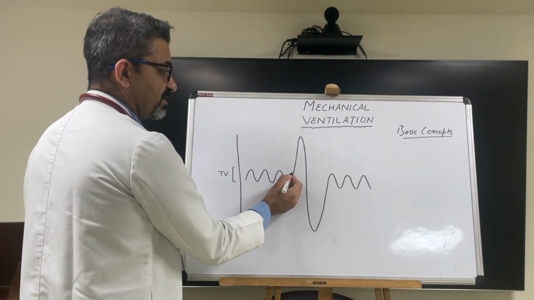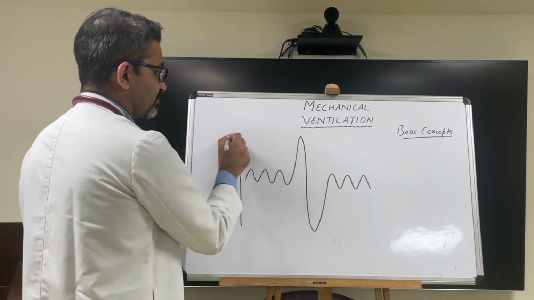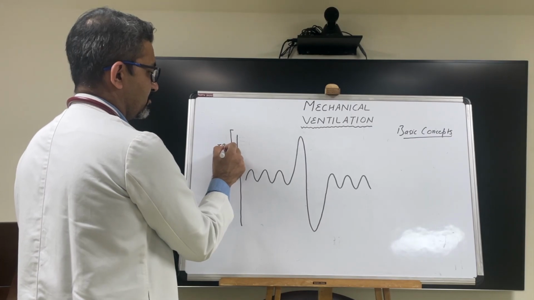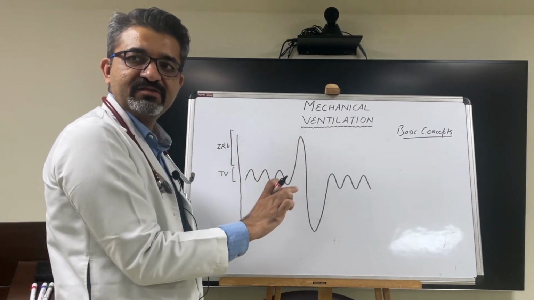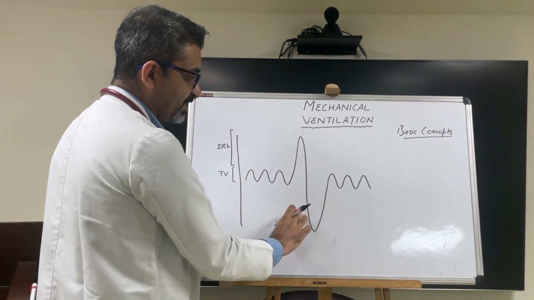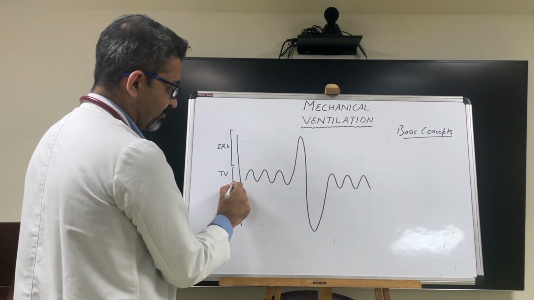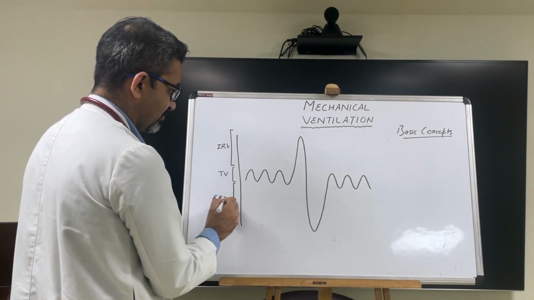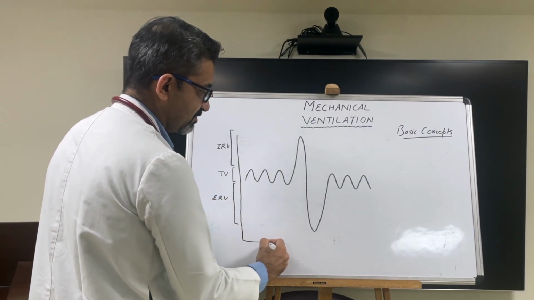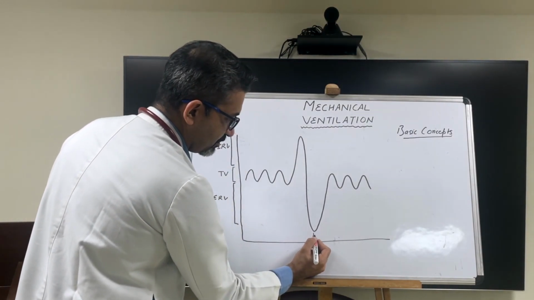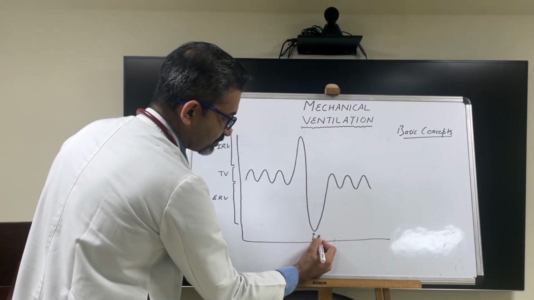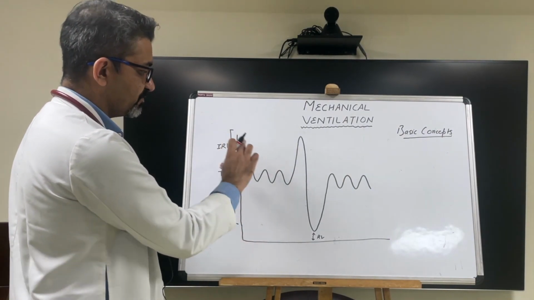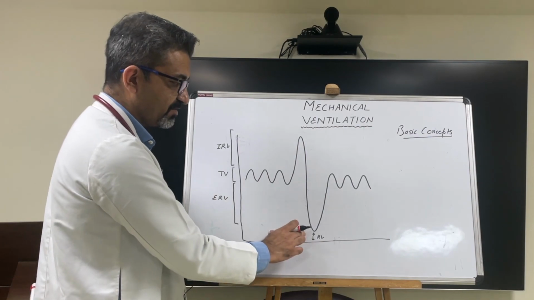When you inspire after taking tidal volume, this is known as inspiratory reserve volume. This part is inspiratory reserve volume. When you expire fully after your tidal volume, this is your expiratory reserve volume. And what remains after expiratory reserve volume is residual volume. So these are volumes, 4 volumes. We have tidal volume, inspiratory reserve volume, expiratory reserve volume, and residual volume.